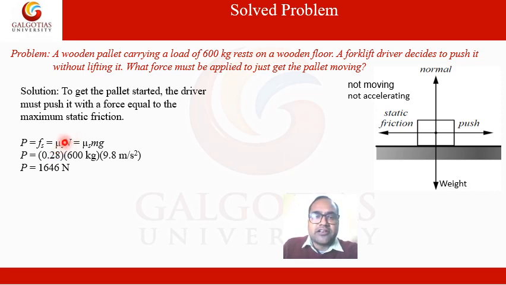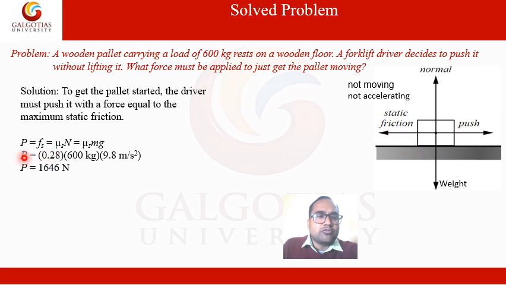What is the normal reaction force? N. This is the normal reaction force. Now the normal reaction force is applicable in this direction. The weight acts in the downward direction, and this is m into g, where g is the acceleration due to gravity and m is the mass of this wooden pallet.